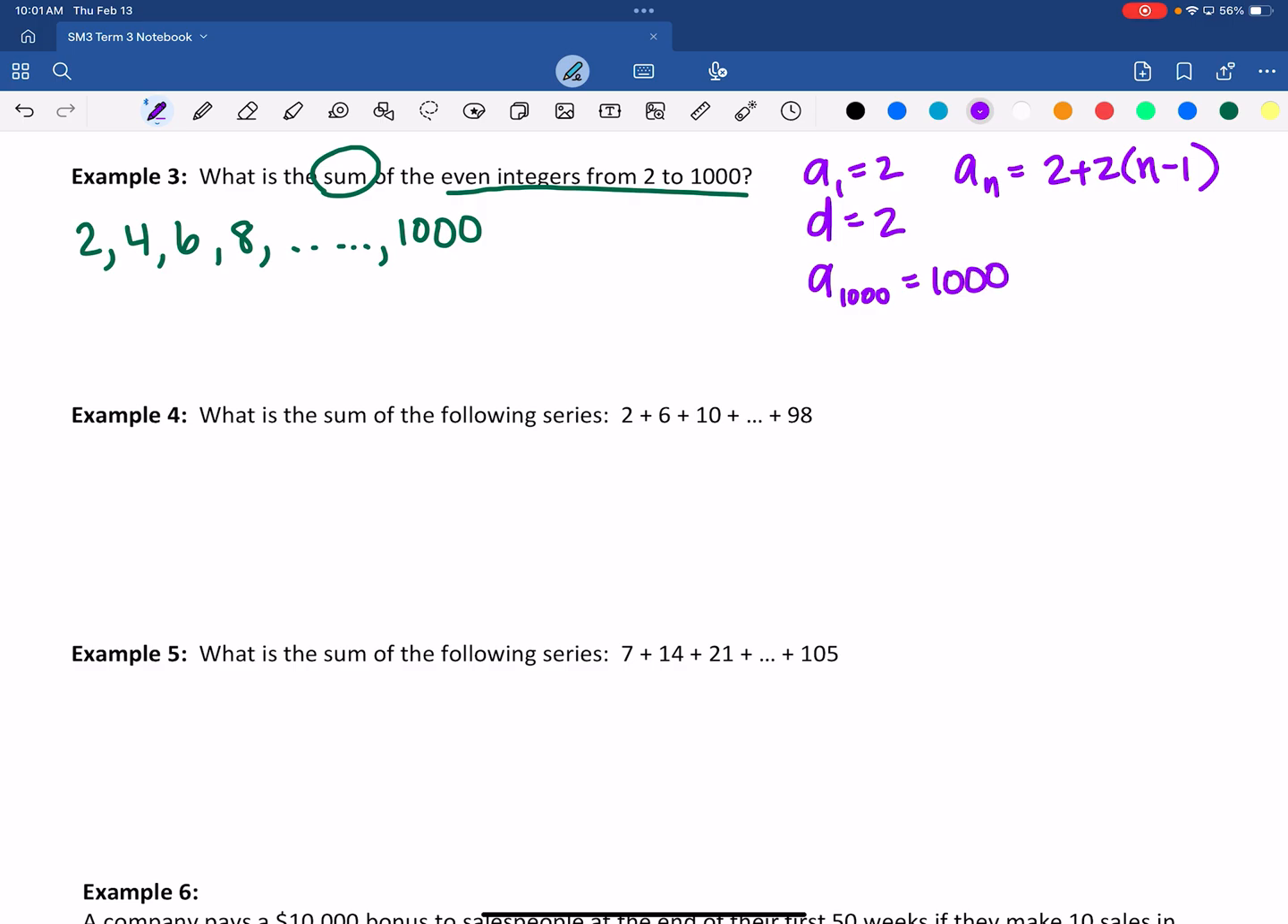How do you know to go up by twos? Well, it's adding by 2. It's all the even integers. Oh, even integers, I didn't see that. 2, 4, 6, 8. No, you're good.